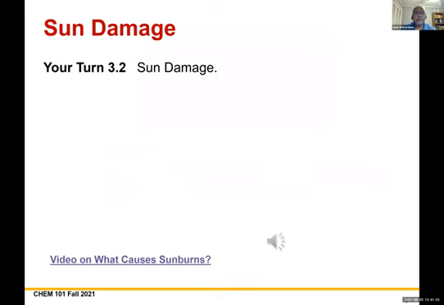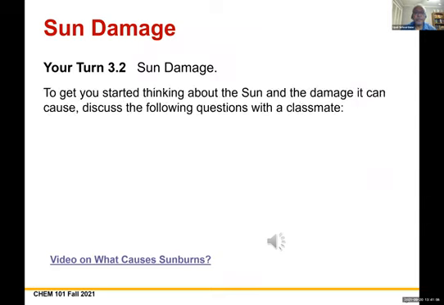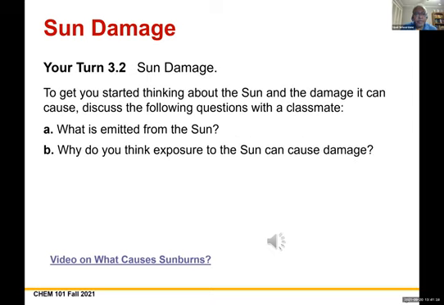This is your turn. Sun's damage. Start thinking about the sun and the damage it can cause. You can discuss with other people what is emitted from the sun: radiation, thermal radiation, UV radiation, other radiations. What do you think exposure can cause?